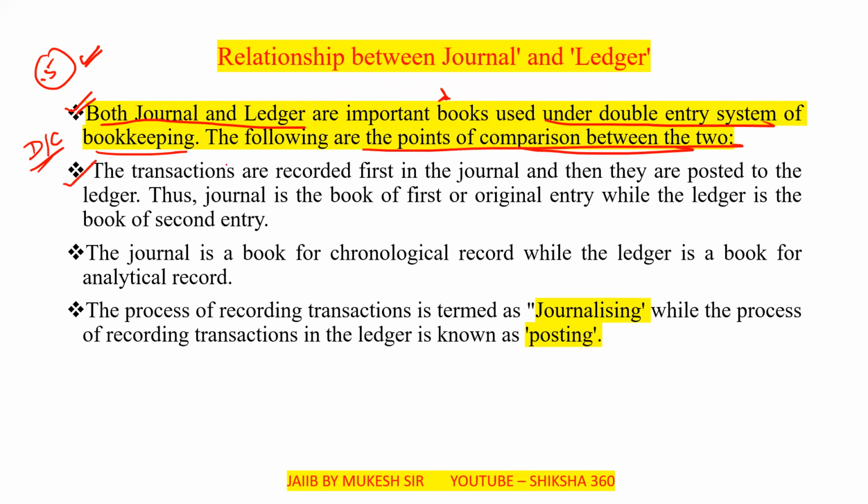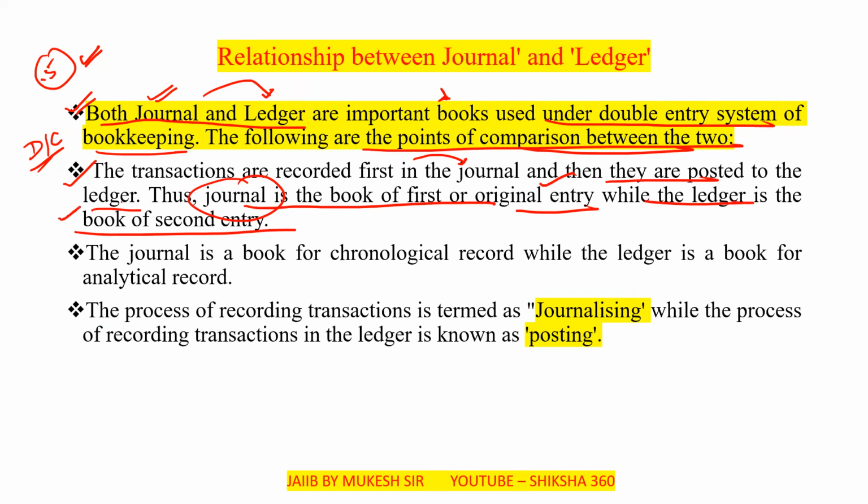First, the transactions are first recorded in the journal, and then later they are posted to the ledger. Thus the journal is the book of first or original entry, while the ledger is the book of the second entry.